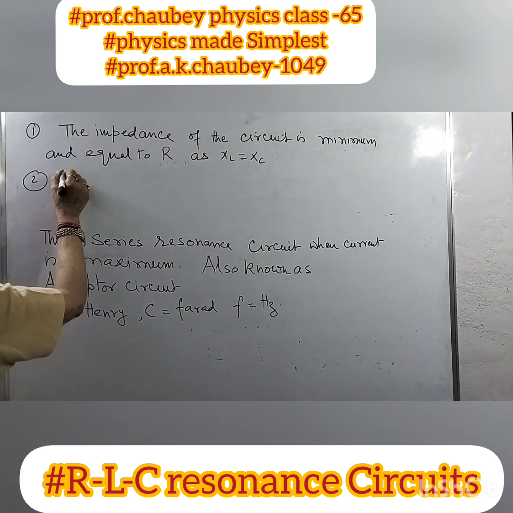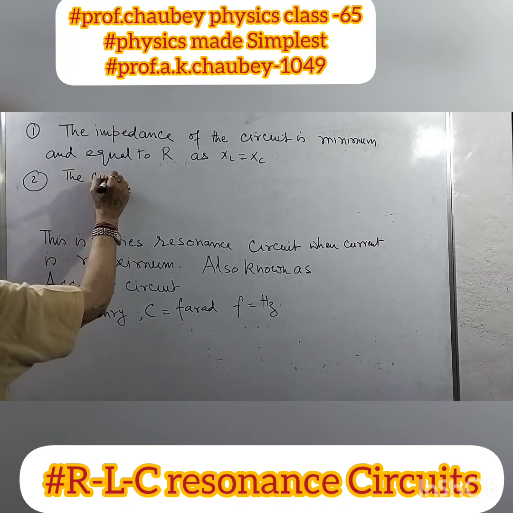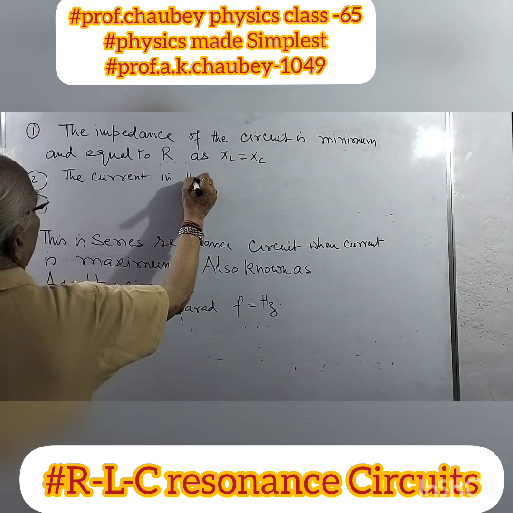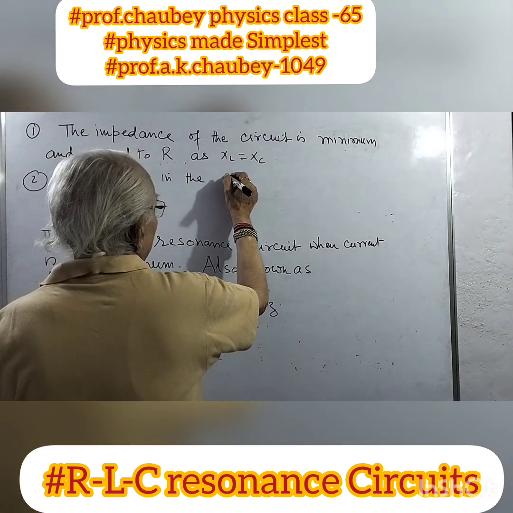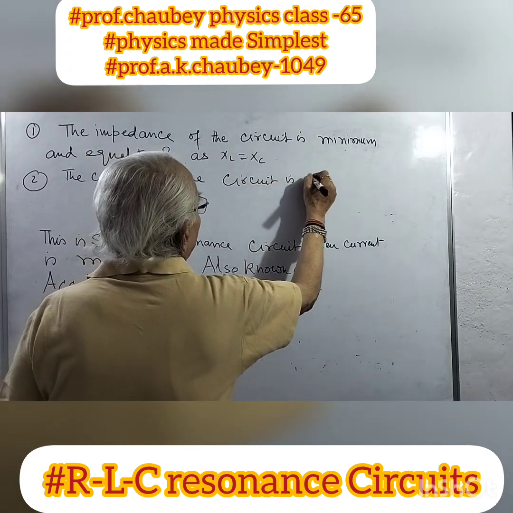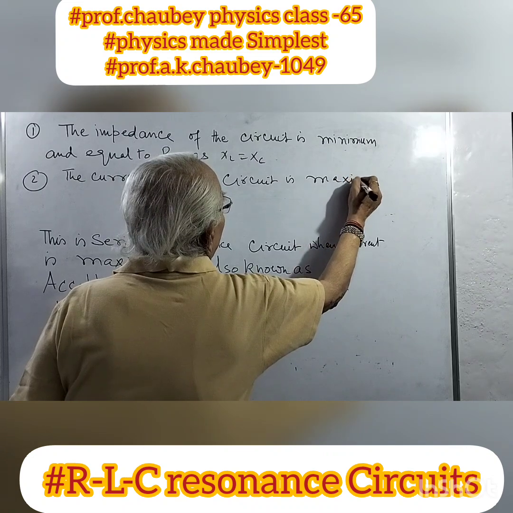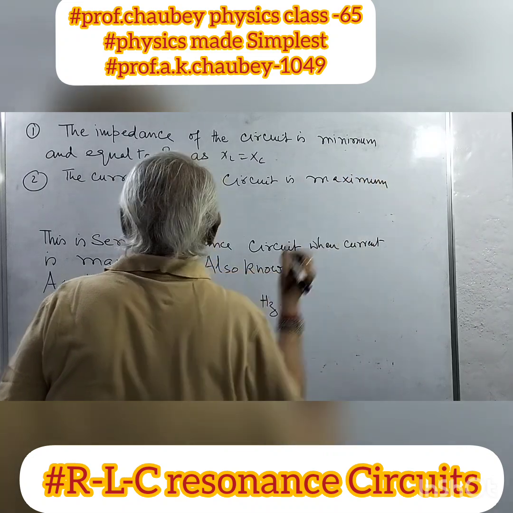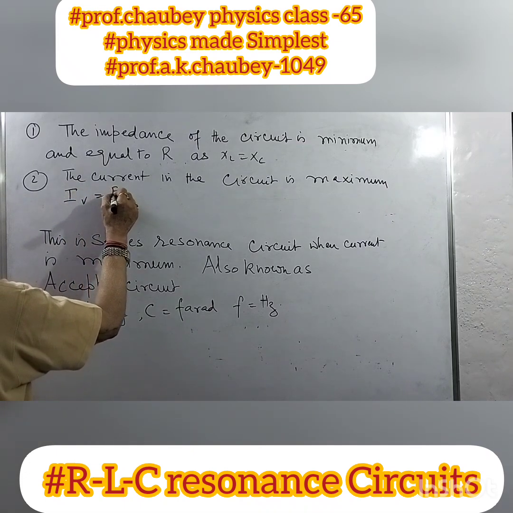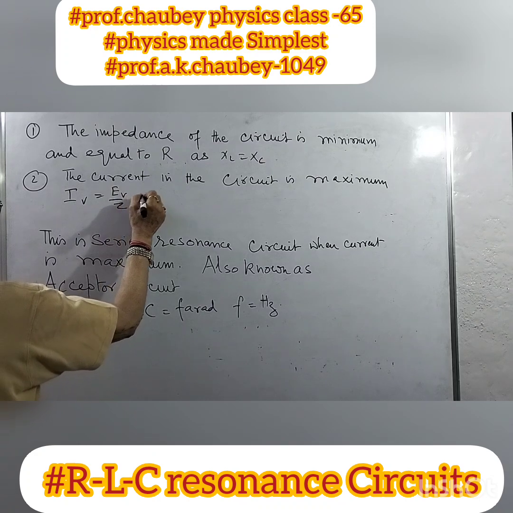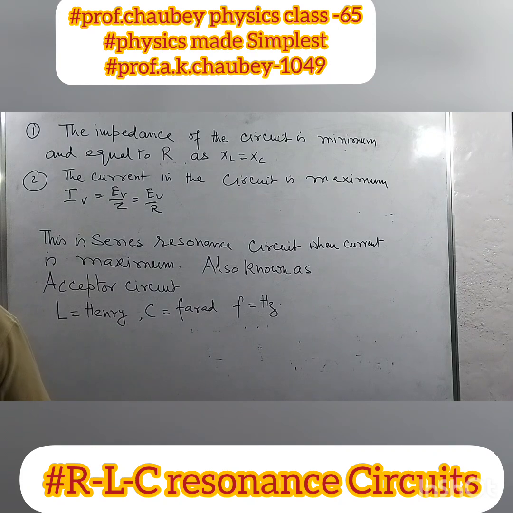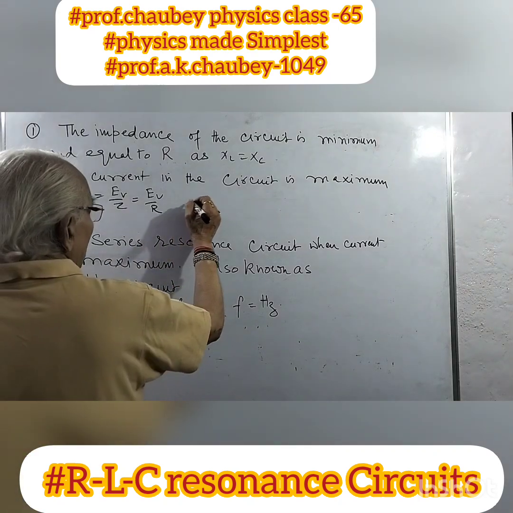These are the conclusions. The current in the circuit is maximum. That is, I_V is equal to E_V over Z, and this is simply R. So current is maximum, and it is called series resonance.